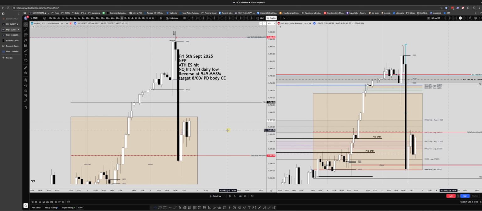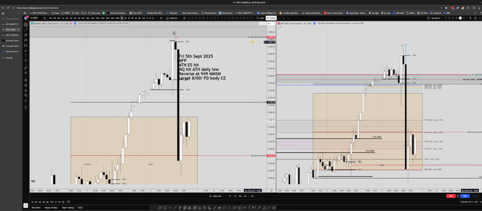We look at the hourly, and looks like we had a massive pump all the way from Thursday. Barely any retracements on the hourly. We had an hourly fair value gap, and then an order block, which it bounced, took the low of that order block, and then decided to go take the all-time high on ES right there.